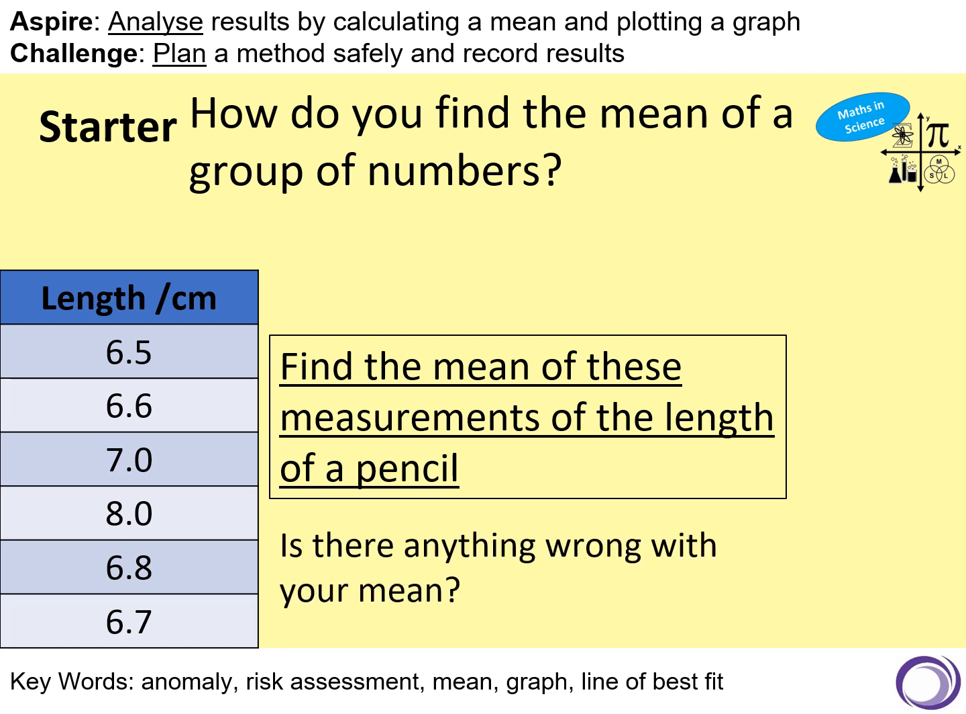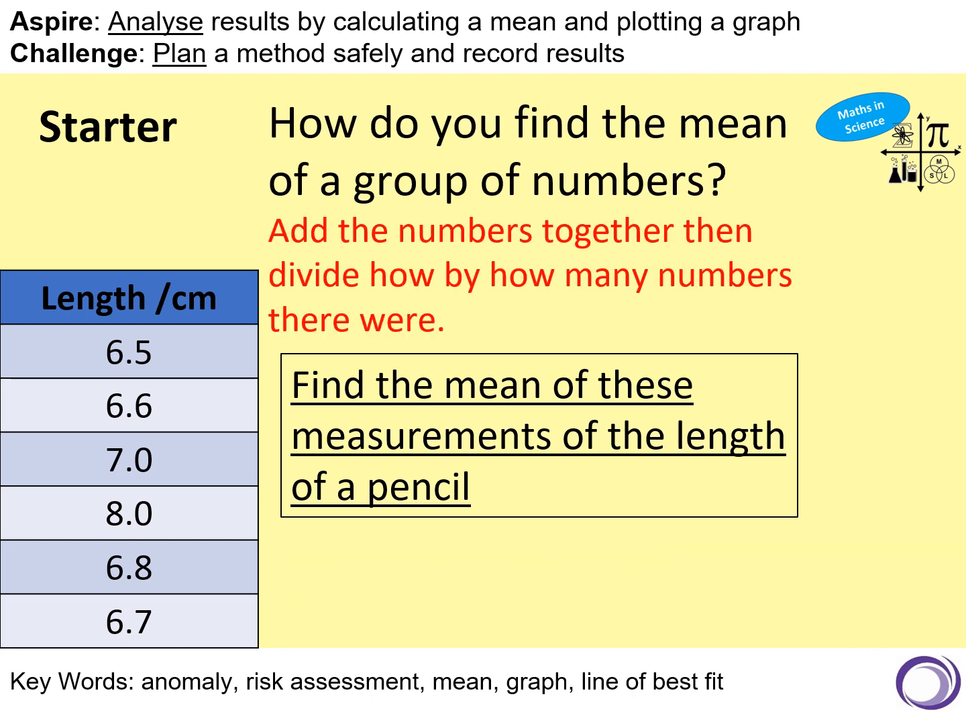Right, let's go through some answers. So, how do you find the mean of a group of numbers? What you do is you add all the numbers together and then divide by how many numbers there are. So on the pencils, you would add 6.5, 6.6, 7, 8, 6.8, and 6.7. Then you divide by how many there are. There are 6 there, so you divide by 6. So the answer is 6.9333 recurring.